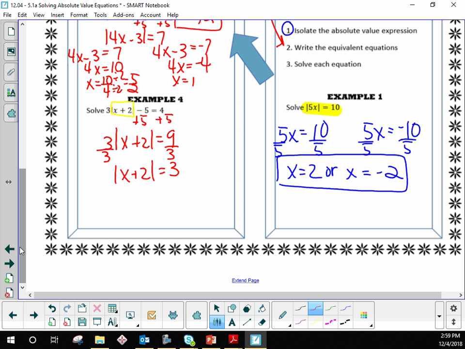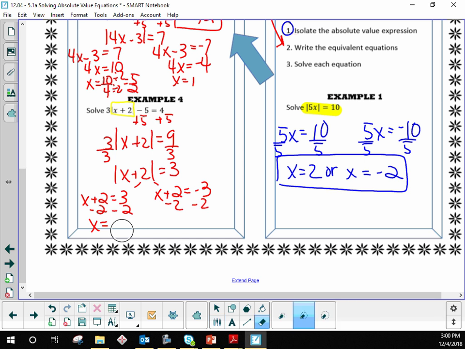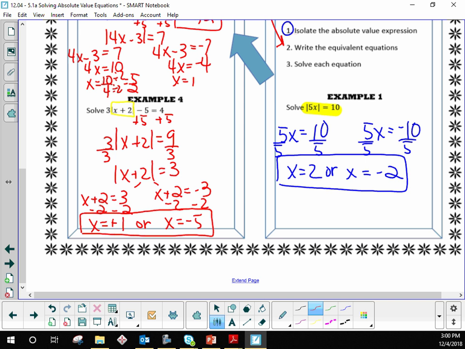Krislana, what do you think those are going to be? Yep. Perfect. Thank you. And then all we have to do on both of those is subtract 2. And we get negative 1 or negative 5, oh, sorry, positive 1. I'm just making all kinds of mistakes up here. Positive 1 or negative 5.